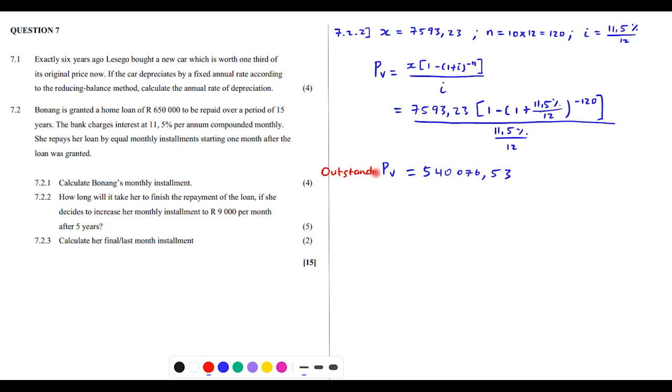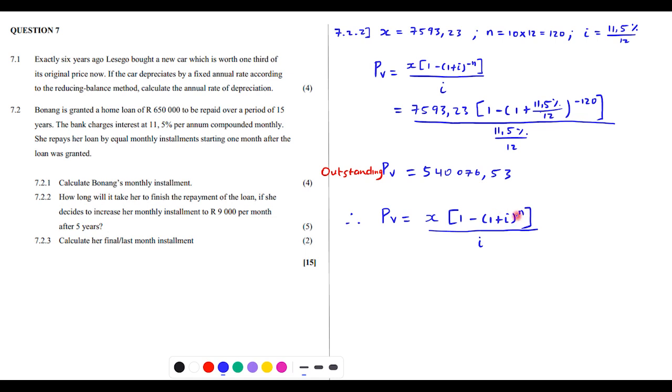And then with this outstanding balance, what we then do is calculate how long it will take to finish her repayment, given that now she changes her monthly installment. So again, after calculating this, we're going to use the formula that we got there to calculate n. Alright, so now we're going to be isolating n.